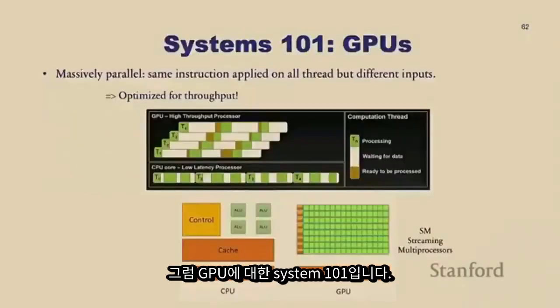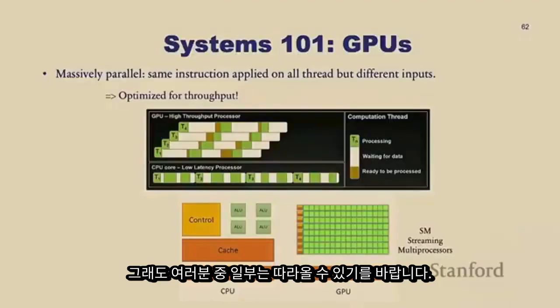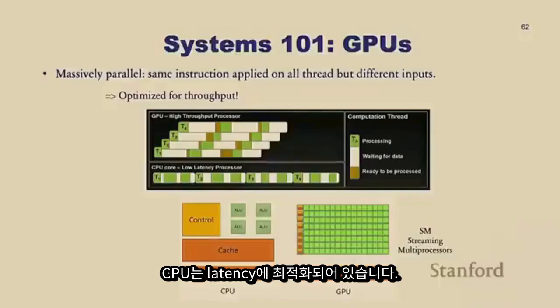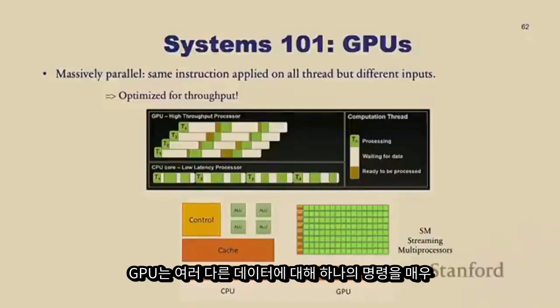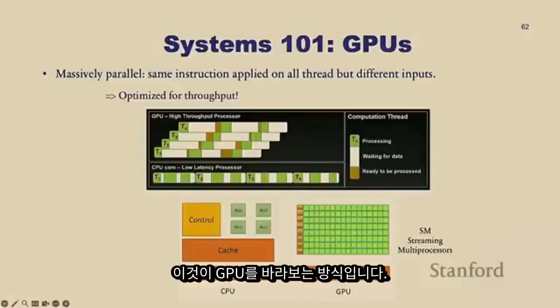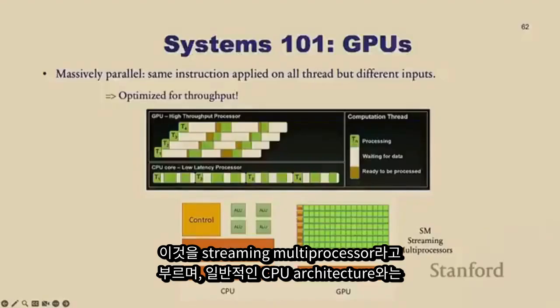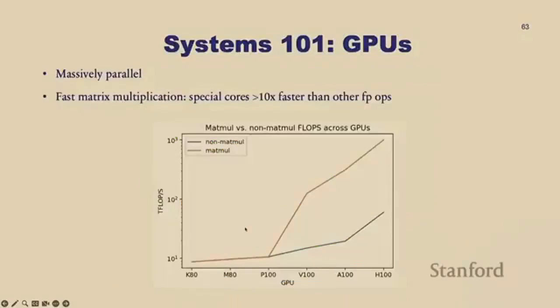So, systems 101 on GPUs. I'm sorry I'm going slightly faster; I hope some of you can at least follow. GPUs are basically optimized for throughput, while CPUs are optimized for latency. The way to think about a GPU is that one command is run on many cores at the same time on different data. You see there are many different cores, which we call streaming multiprocessors, very different from the usual CPU architecture. So just think high-throughput parallelization for GPUs.